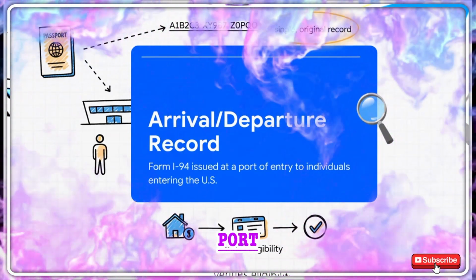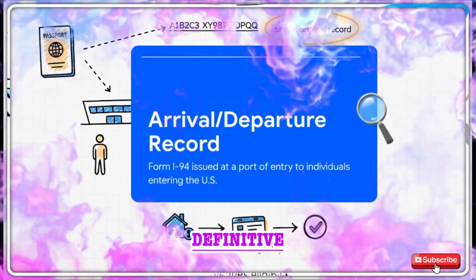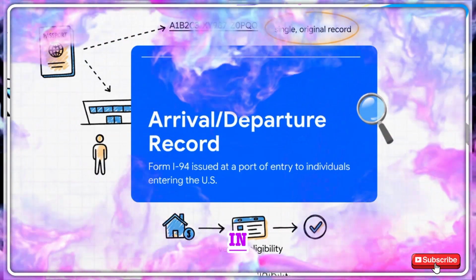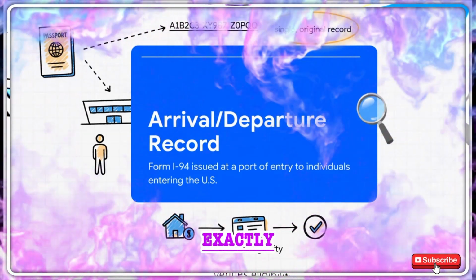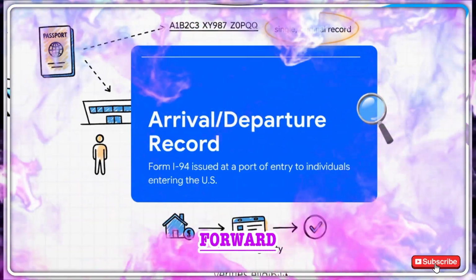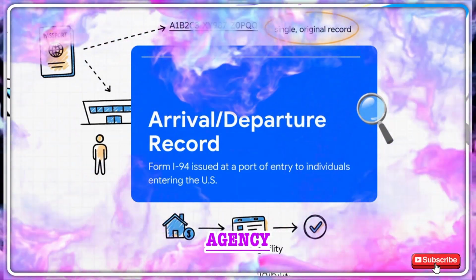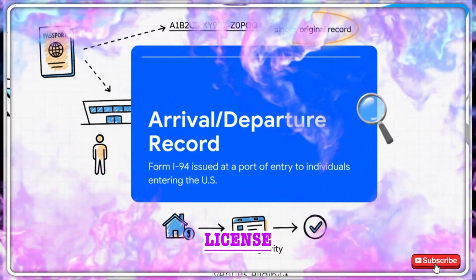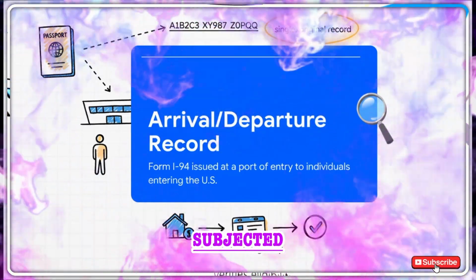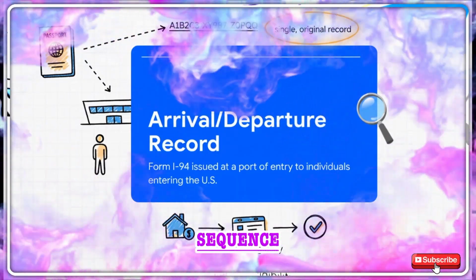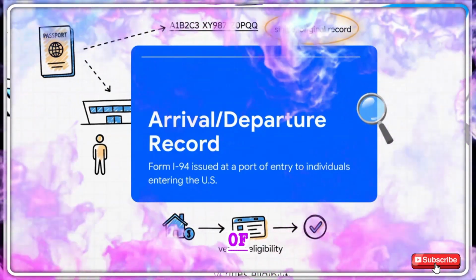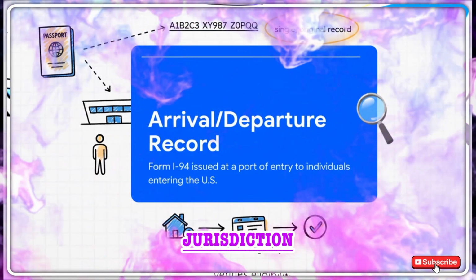When you enter a port, this record literally generates your definitive biographic and admission status profile. It completely locks in your designated classification and exactly how long you are authorized to stay. From that precise timestamp forward, every single downstream agency, whether you're trying to get a driver's license, verify that you can work, or secure state benefits, they are entirely subjected to the precise alphanumeric sequence typed into this one singular record. It is basically the genesis point of your entire digital identity within that jurisdiction.